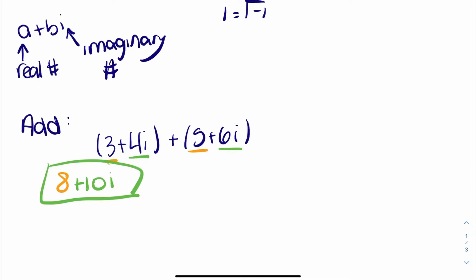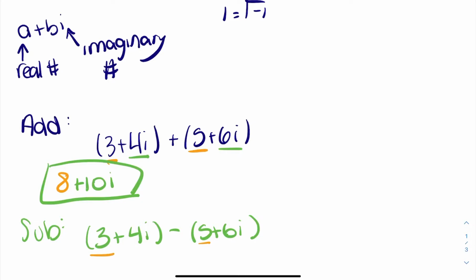For subtract, we could use the same numbers just to show you the difference. 3 plus 4i minus 5 plus 6i. So we'll use the same principle and do like numbers. So 3 minus 5 is -2. And then 4i minus 6i is -2i. And that's your final answer.